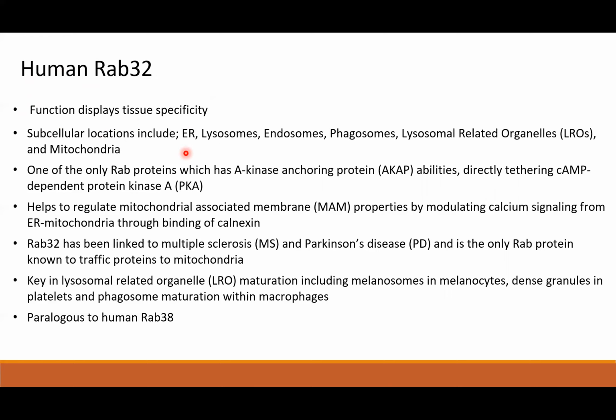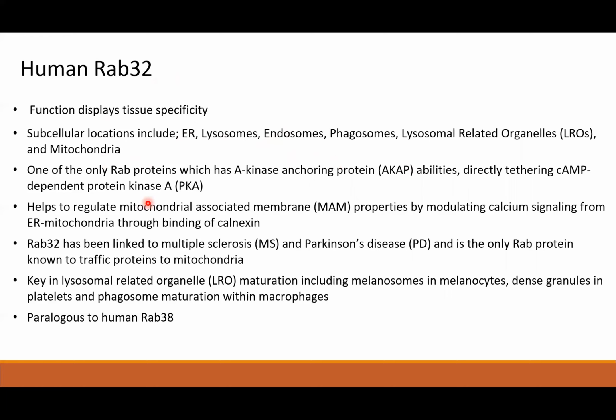Okay? It has several subcellular locations. A lot of proteins are compartmentalized, so they have one location or maybe two, but this one has several. It's been found in the endoplasmic reticulum, the lysosome, endosomes, phagosomes, lysosomal related organelles. So these are organelles that are acidic like a lysosome is, but it's not the lysosome, as well as mitochondria, which is very rare for Rabs because no other Rab has ever been found to localize with the mitochondria.